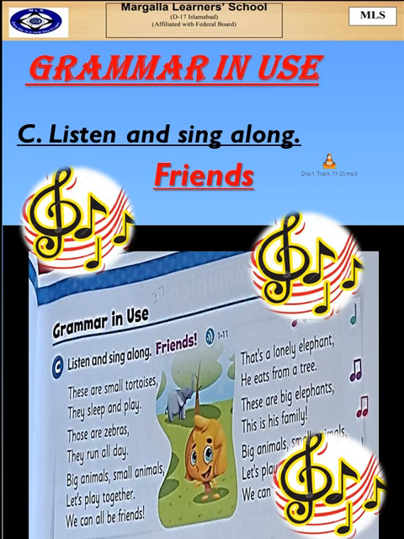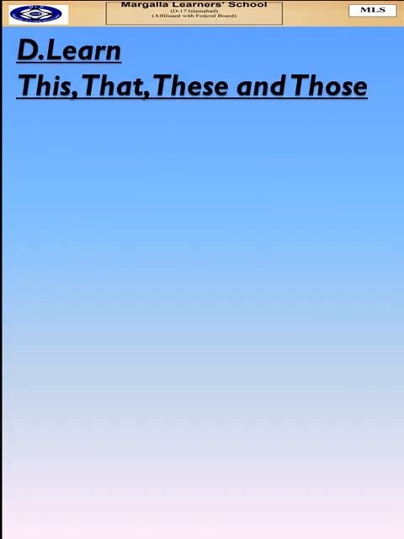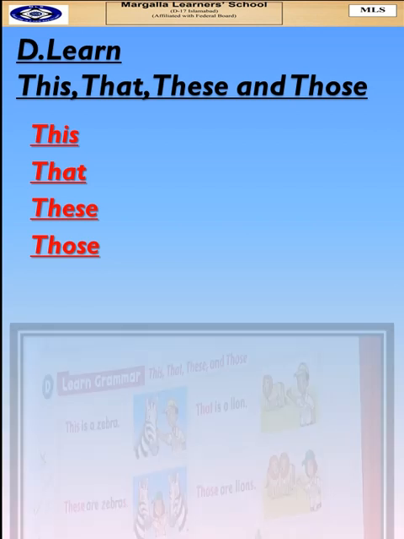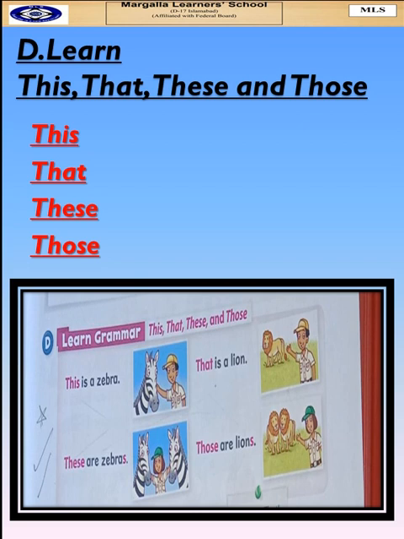I hope you have listened to this audio very carefully. Now let us see what we have in our grammar section today. D part. Learn. The things that we are going to learn today are this, that, these, those. When we are going to use these 4 words is very interesting. Let us see the picture that is present in your book. You see, the words like this, that, these, those are mentioned with some pictures over here. Now let me tell you when you are going to use these words.